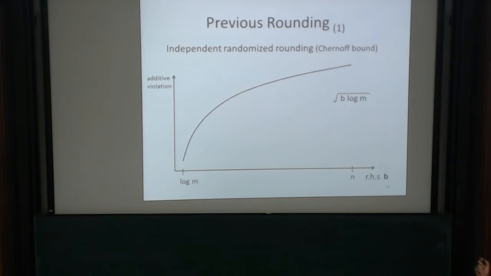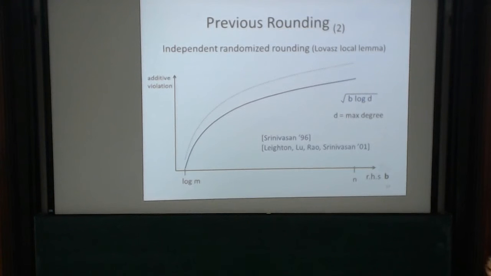So the simplest rounding algorithm here is just randomized rounding. And that achieves a violation bound which scales as square root of b times log m. So b is the right-hand side of the constraint, and the next few slides are going to show the violation bounds as a function of this right-hand side b. So if we have a constraint that has a right-hand side of log m, that's the additive violation. If we have a constraint that has right-hand side of n, then the additive violation is square root of n log n. So this is just randomized rounding analyzed using Chernoff bounds.